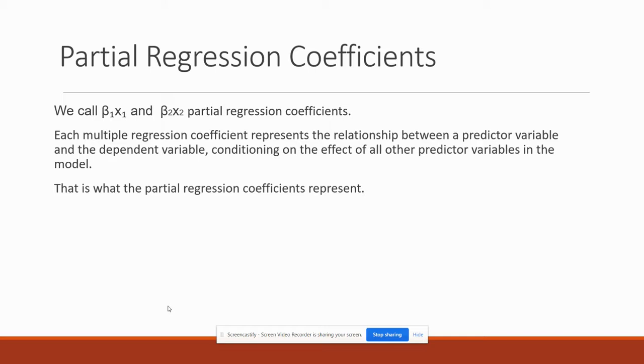Okay, that's really important. Let me say it again. These partial regression coefficients look at the relationship of that actual predictive variable with the dependent variable, and the relationship it has with the other predictive variables. So there's a lot going on when we do multiple regression.